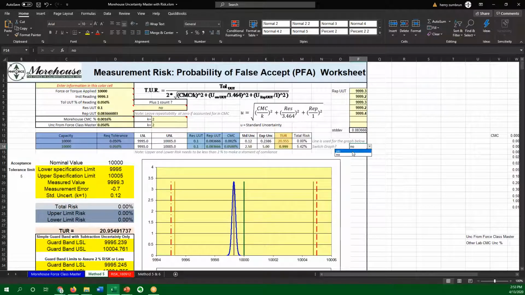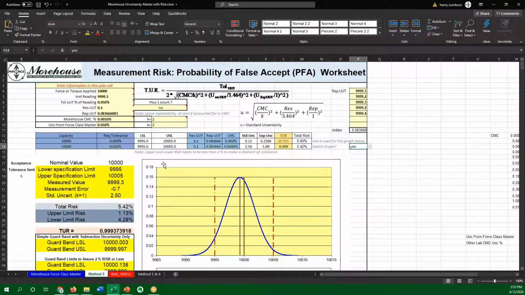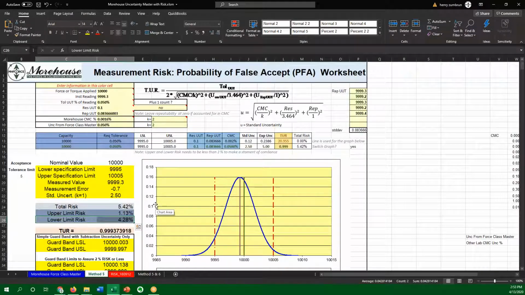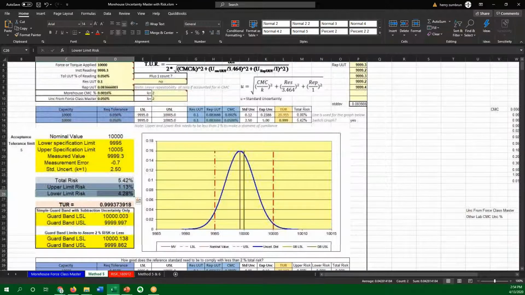The paper is going to discuss it in more detail. What I just did here is switch from a CMC of using dead weights to a lab that's using secondary standards. When I switched this number, it shows that my risk went higher than 2%. It actually went to 4.28. So it really shows the importance of the reference, the lab, and the uncertainty of that reference and calibration. Nothing else has changed, but if I switch from dead weights to secondary standards, my guard band limits switch dramatically. Now I have a lot less to be in.